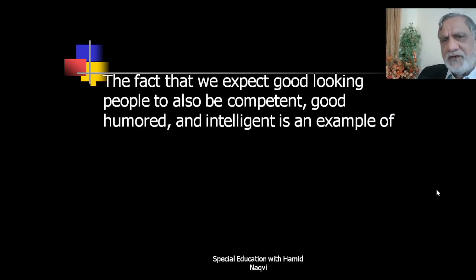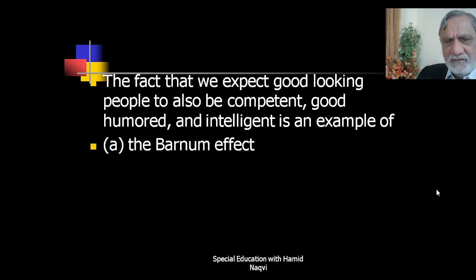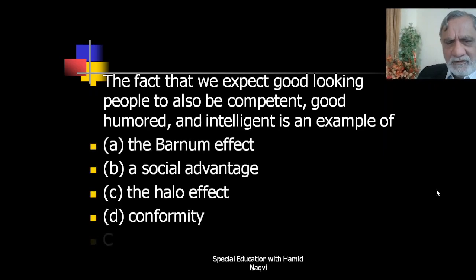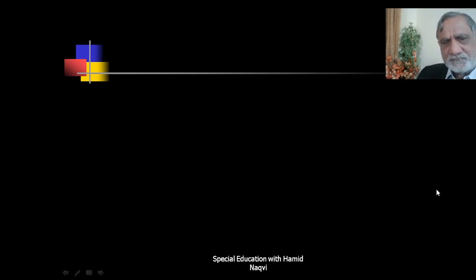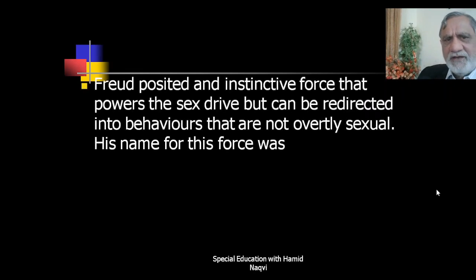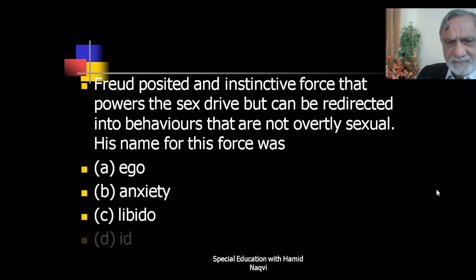The fact that we expect good looking people to also be competent and good humored and intelligent is an example of, the answer is C, that is the halo effect. Freud posited an instinctive force that powers the sex drive but can be redirected into behavior that is not overtly sexual. His name for this force was, the correct one is C.